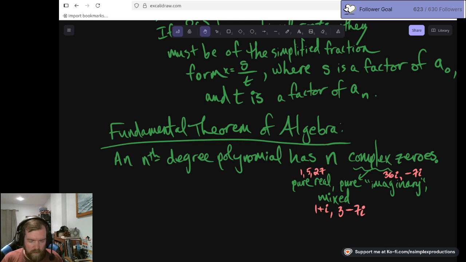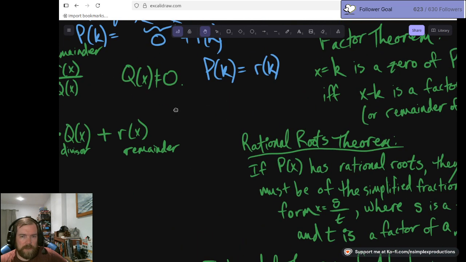So, what we just looked at with the 6th degree polynomial up there is going to say that that will have 6 complex zeros of some form or another. We've just found out that there are no rational zeros. We graphed it and found out that there are no real zeros either. So, no pure real. So there's going to be either pure imaginary or mixed complex numbers. We don't know. So we're going to have to take a look at that when we get back, potentially.